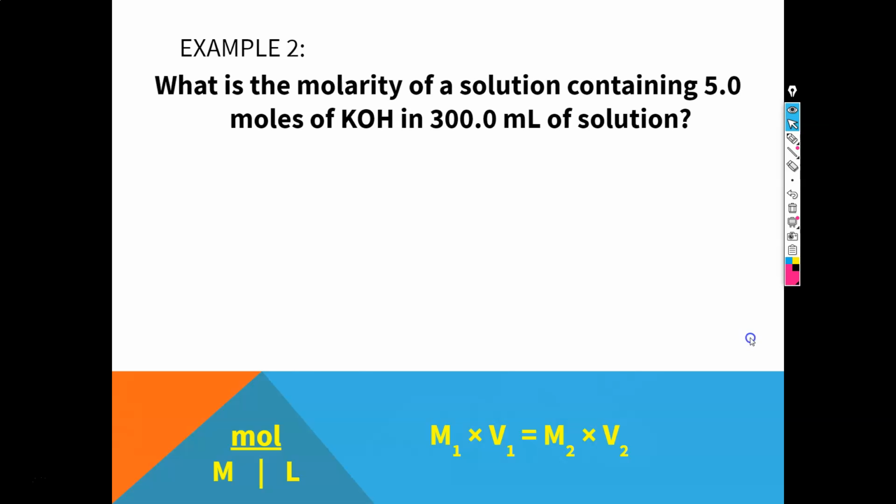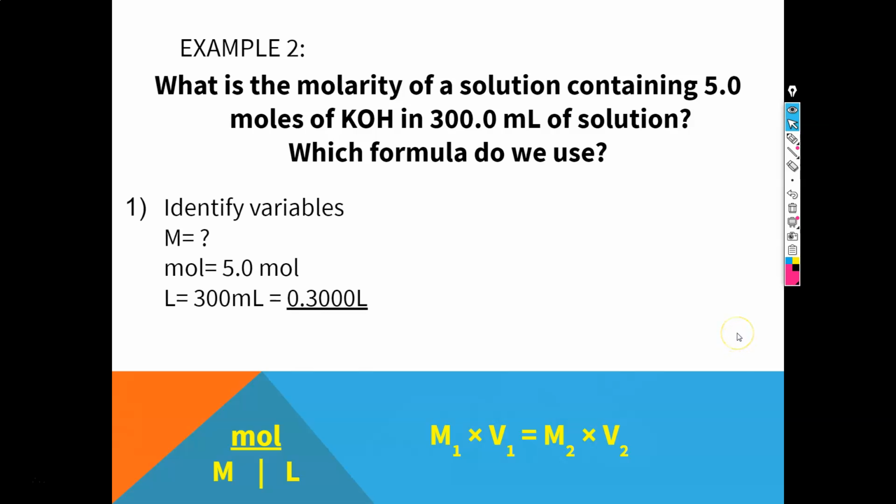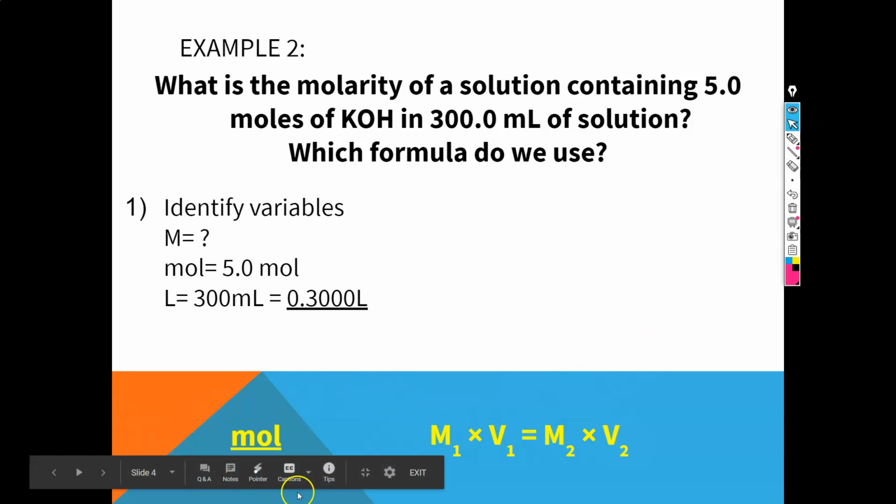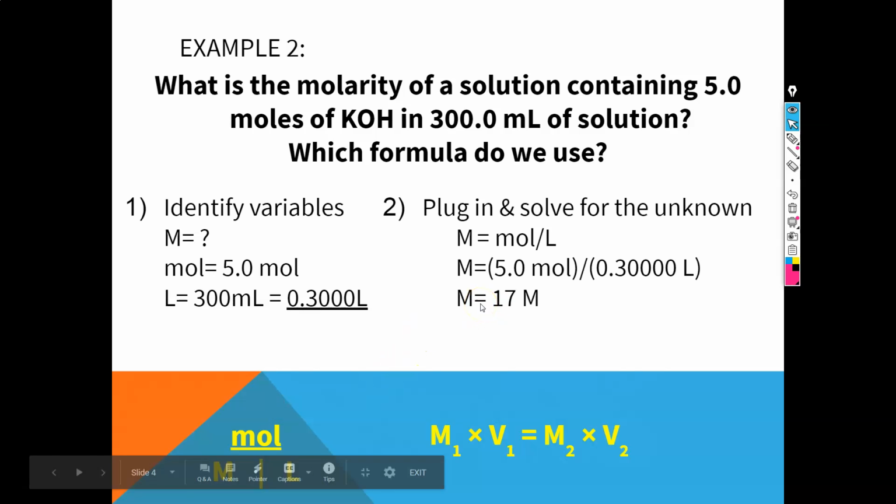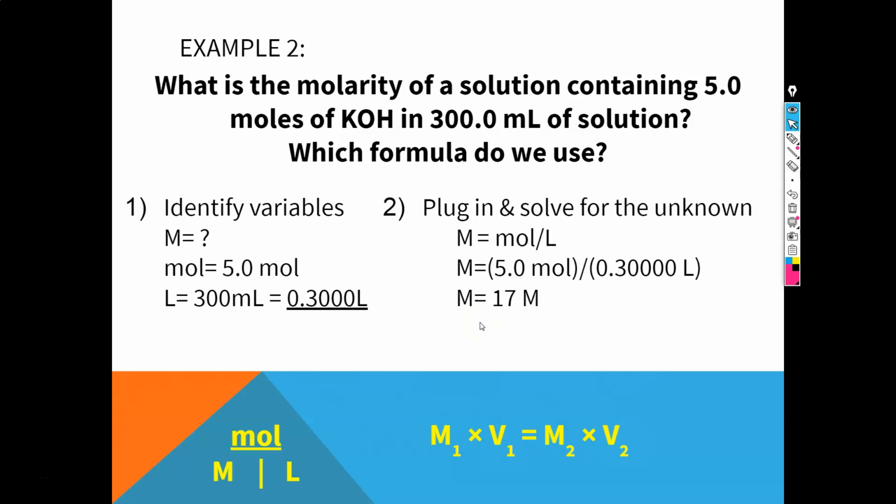Our second example says, what is the molarity of a solution containing 5.0 moles of potassium hydroxide in 300.0 milliliters of solution? And we also have to ask ourselves again, which formula do we use? So in this case, we're going to list down our variables, and we want to know what is the molarity. We are given moles and we are given liters. So that means that we have moles over liters that we are going to be using in this example. So we will use molarity is equal to moles over liters, and we're going to plug in the numbers that we have, and we are going to solve for the molarity.